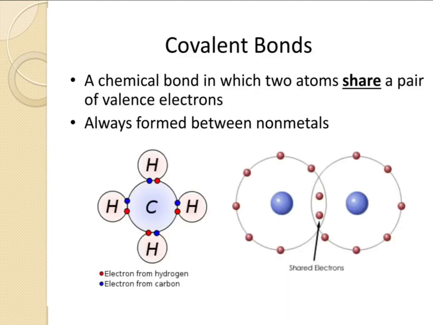So now we are going to discuss in detail the covalent bond. A covalent bond is a chemical bond in which two atoms share a pair of electrons. So it is called covalent bonding. The covalent bond is formed between two non-metals, that means non-polar atoms. For example, the hydrogen molecule is the best example of a shared pair of electrons.